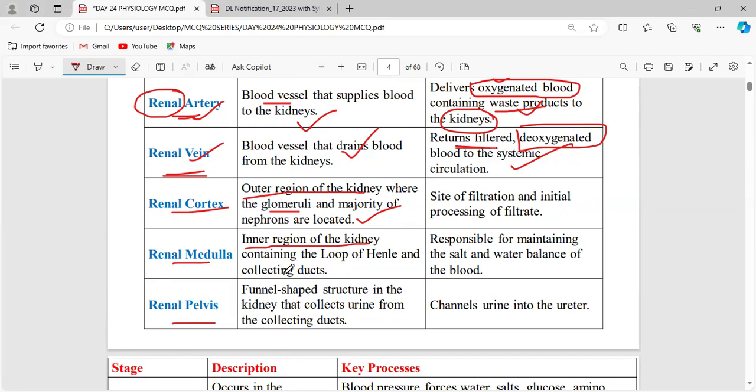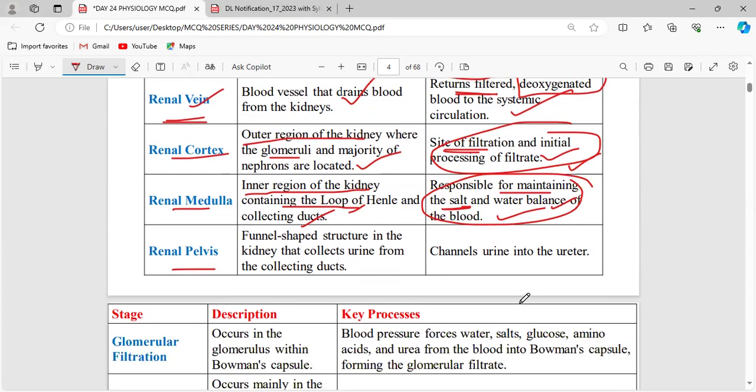Okay, see, now what is the renal medulla? It is the inner region of the kidney containing the loop of Henle and collecting ducts. Now, what is the function of the renal cortex and renal medulla? The renal cortex is a site of filtration, the initial processing of filtrate, and the renal medulla is responsible for maintaining the salt and water balance of the blood. So this is for balance, and that is for filtration.